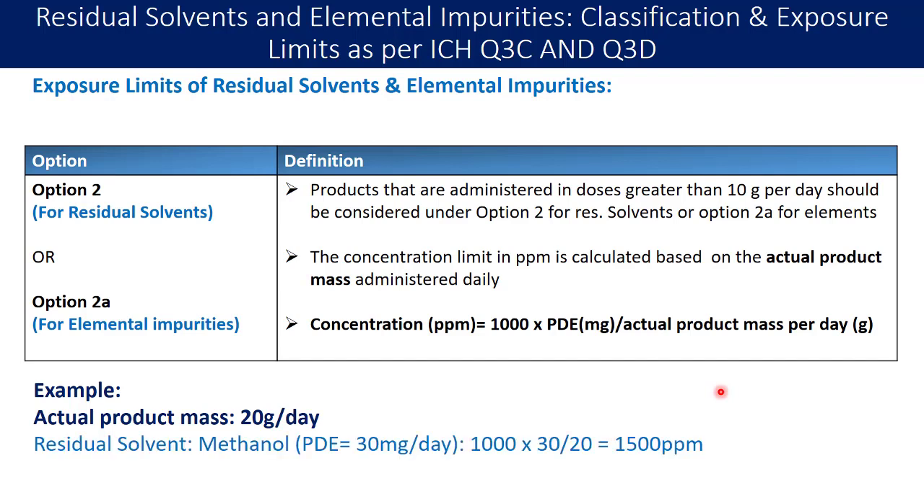So I will take the same example of methanol having PDE of 30 mg per day. I have considered actual product mass 20 grams. So I got 1500 ppm as the limit or concentration of methanol. And in case of nickel, I got now 10 ppm. I hope you understand the calculation of concentration limits for residual solvent and elemental impurities by using option number 1 and option number 2, and 2A is only for the elemental impurities.